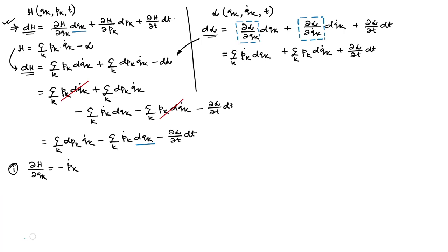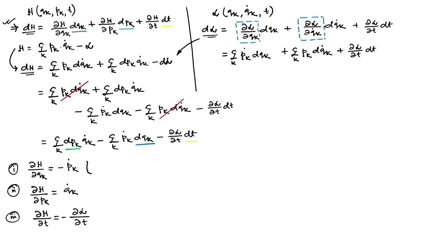Similarly, if I consider the second term, we have dp_k, that is the generalized momentum, and here we have the same quantity. Now, if we compare their coefficients, I get the second equation, and that is, then finally, we have dt here and dt there. So, if I consider the coefficient and then equate them, what we can identify is the third relation.